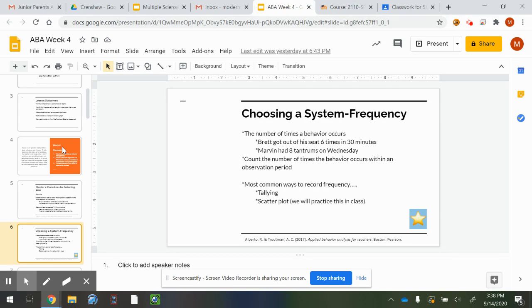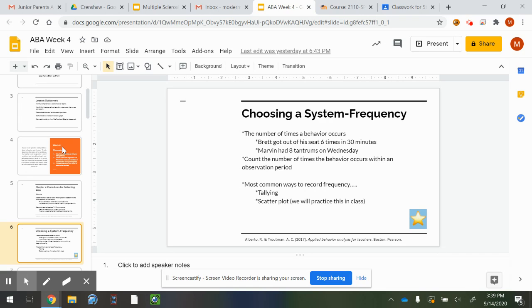Now our book does a really nice job of giving us some examples here, and we're going to use the same 2 students to talk about their behavior in different measurements. So if frequency is just the number of times a behavior occurs, it's just a count, so just a frequency count. For example, Brett got out of his seat 6 times in 30 minutes. So in a 30-minute period, they tallied 6 times he was out of his seat. Marvin had 8 tantrums on Wednesday. They tallied 8 different times that he had a temper tantrum.